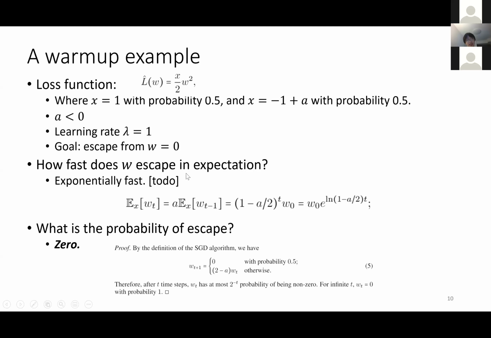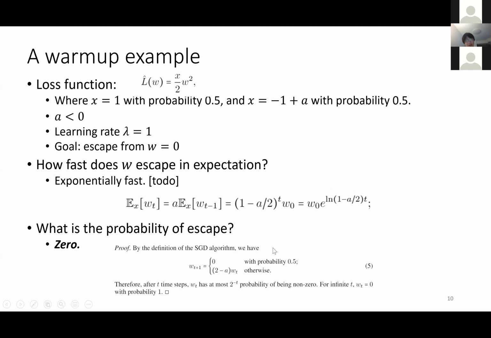So how fast does W escape in expectation? Exponentially fast. If you do the calculation, you see that the expected value of W_t is equal to this term with an exponential rate of log of 1 minus A over 2. So that's the escape rate.